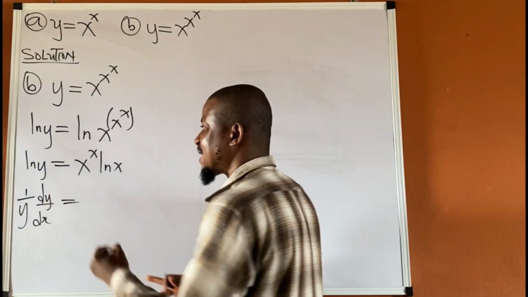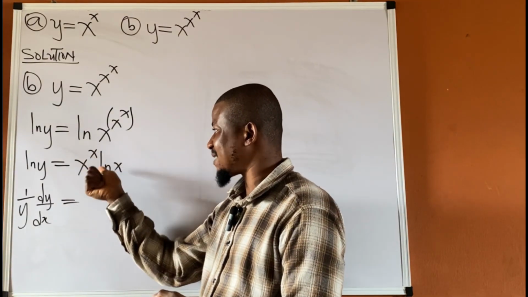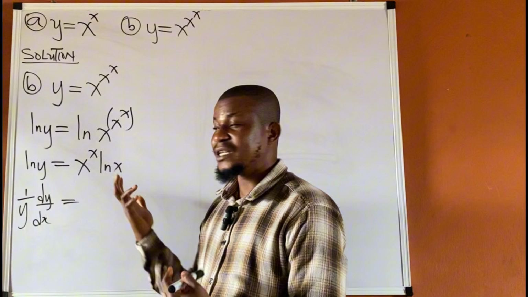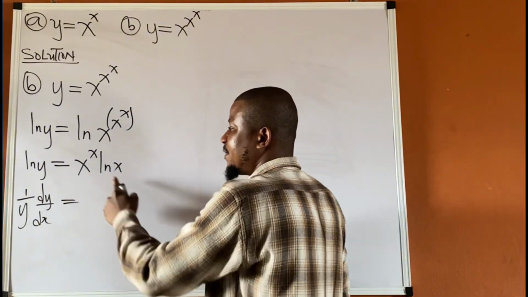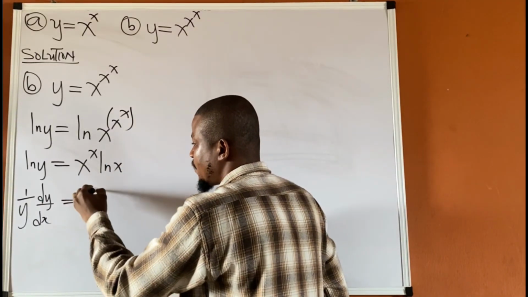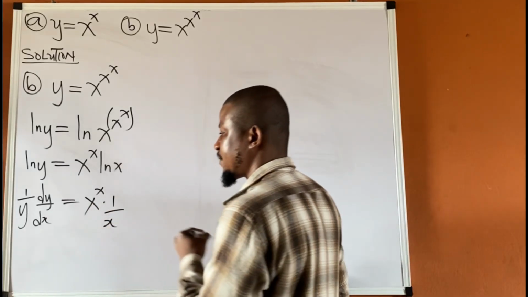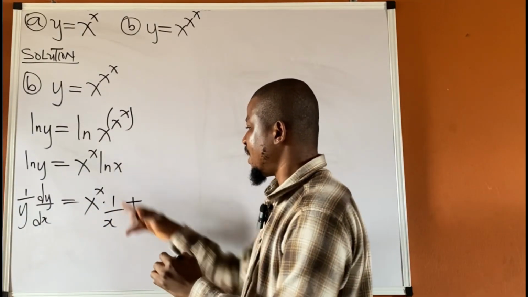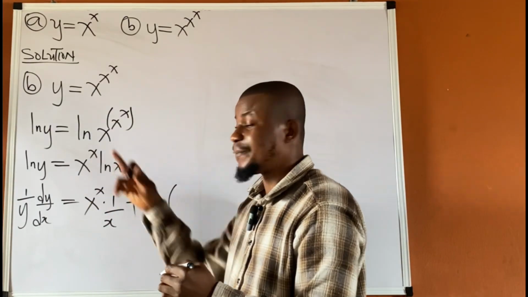And on the right hand side, we have a product rule to apply here because we have x to the power of x multiplying ln x. And what's our product rule? Like we did earlier, we hold the first term, differentiate the second one, and then hold the second one, differentiate the first one. So if we hold x to the power of x and we differentiate ln x, we have 1 upon x. Plus, we now hold ln x and differentiate x to the power of x.